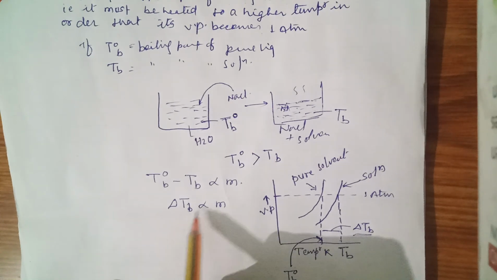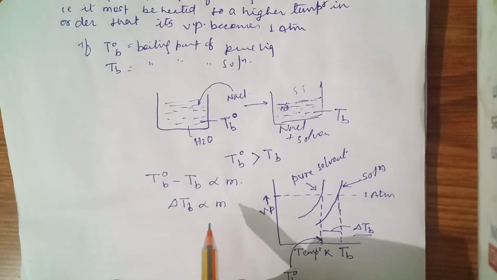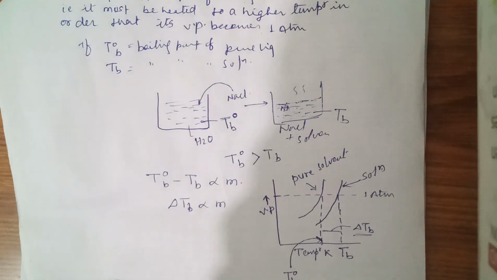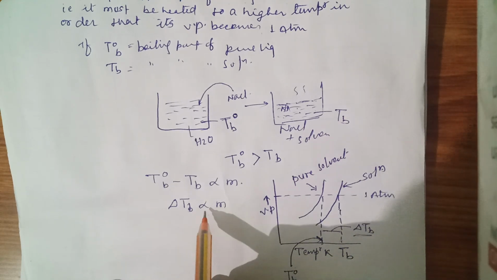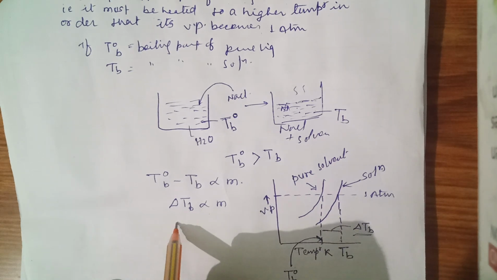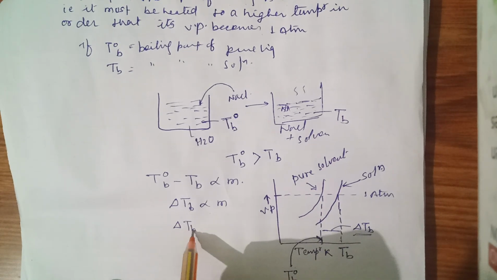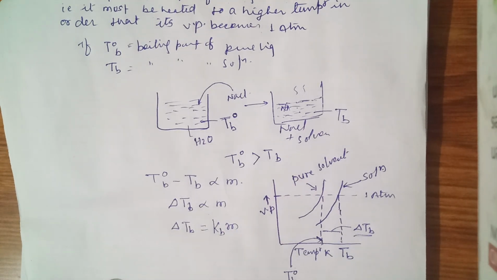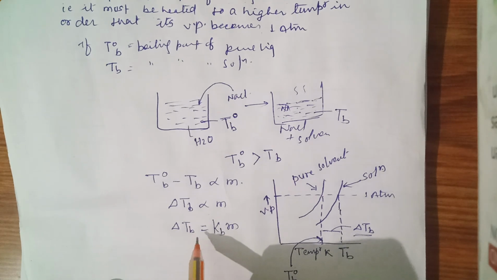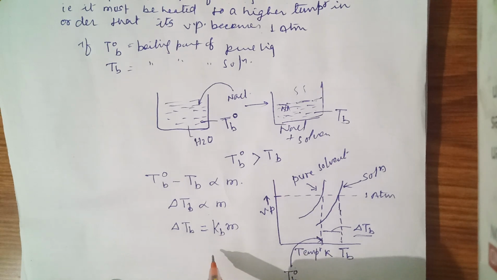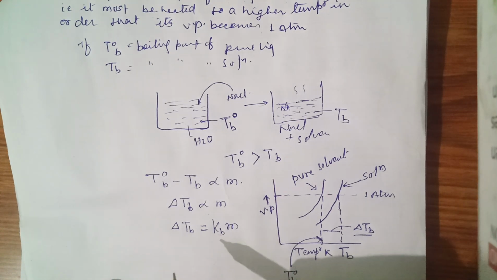So we have seen the relation delta T is directly proportional to molality, and as we know, when we combine this term in terms of mole fraction and number of moles, next we can take delta Tb equal to Kb into molality. That means the elevation in boiling point will be equal to Kb into molality, where Kb is the molal elevation boiling constant.